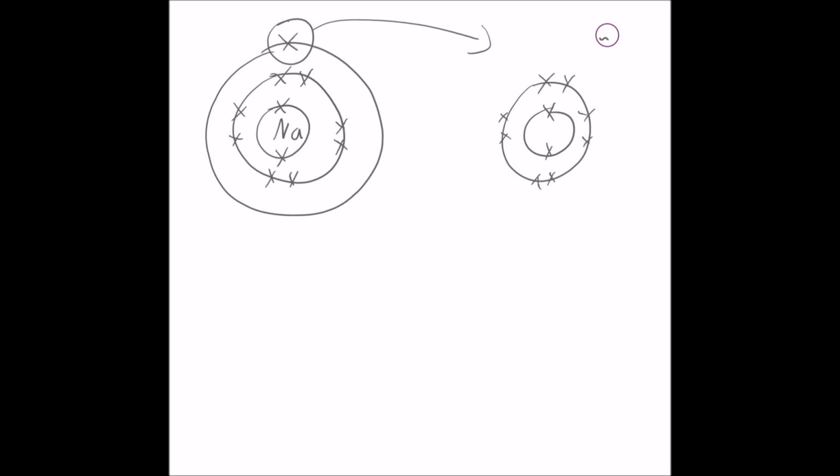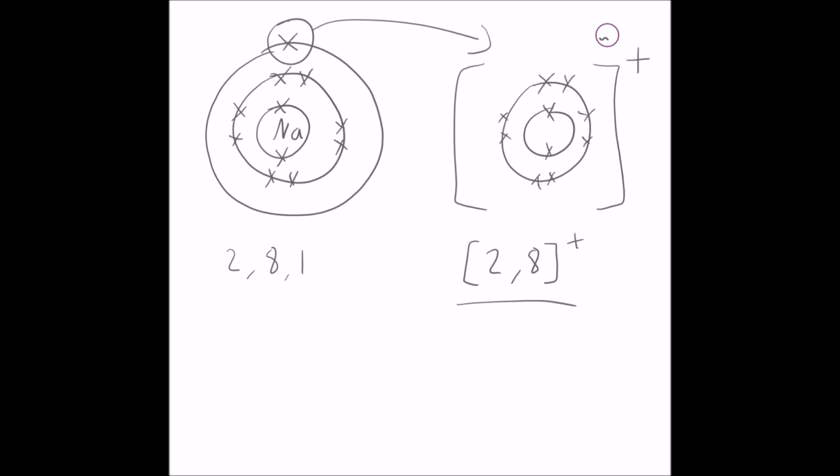But to show it's an ion, we have to draw it in brackets, and we put a positive sign to indicate it has lost an electron. So whenever you see a positive sign, it means it's lost an electron. And if we were to write the electronic configuration of sodium, for the atom it would be 2, 8, 1, and for the sodium ion it would be 2, 8, because it's lost that electron, and we again put that in brackets with a positive sign to tell people that that's actually an ion we're talking about.